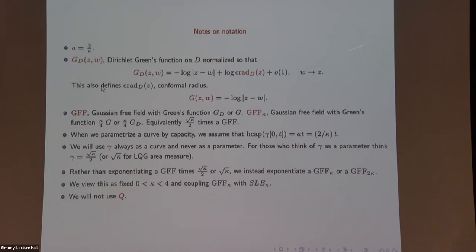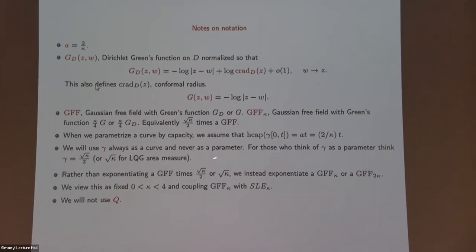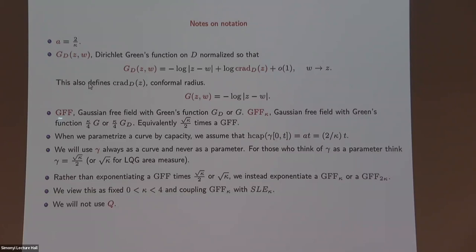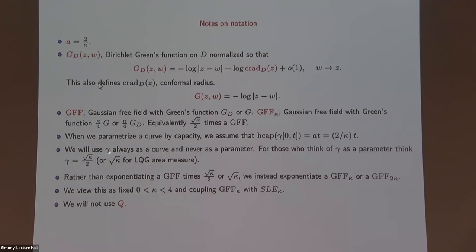I don't like complicated things in my exponents. So what I'm going to do is, gamma is a curve in all of my stuff. I cannot use gamma as a parameter. I'm sorry, but I don't need to for all I'm talking about today. For everything I think about, think of gamma as being square root of a over 2. I just use a as the parameter, or square root of a. That's for length measure. That's if we're going to area measure. And then my GFF, I'll call it GFF kappa, which means changing the Green's function by a factor of kappa over 4. So GFF kappa naturally goes with SLE kappa. That's it.